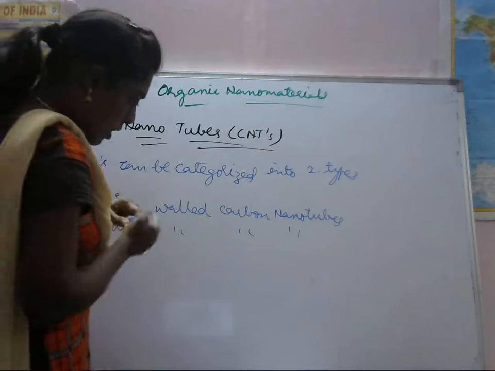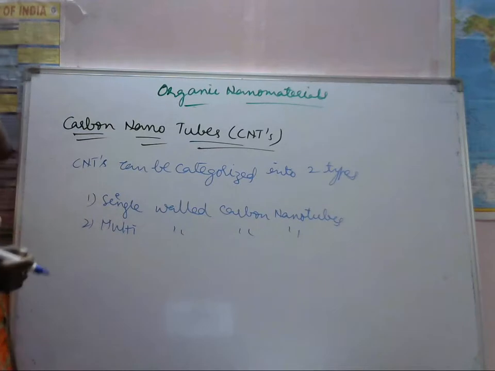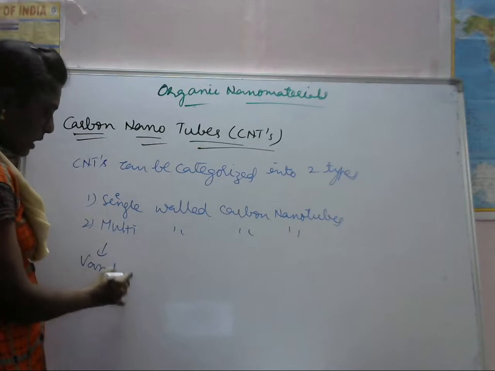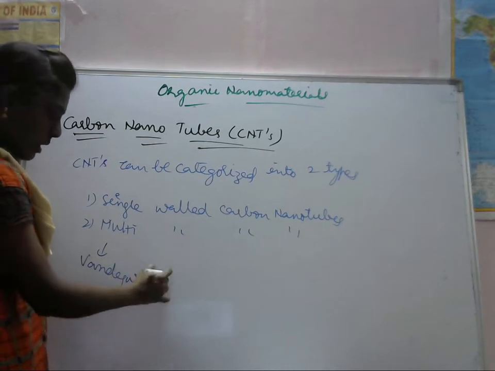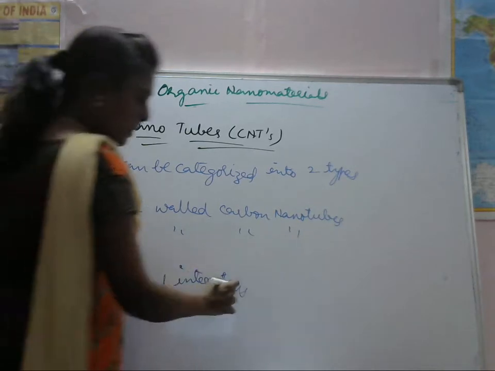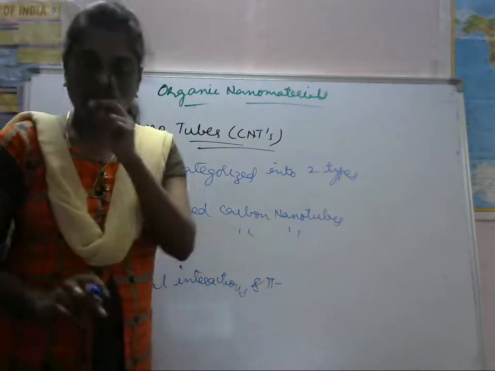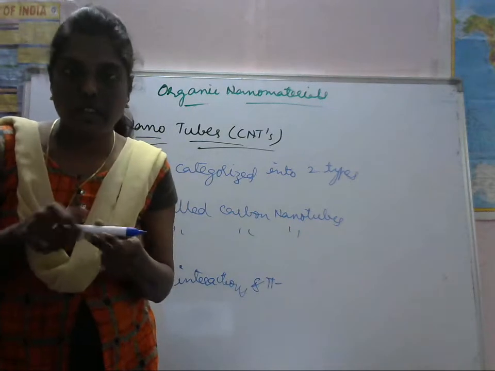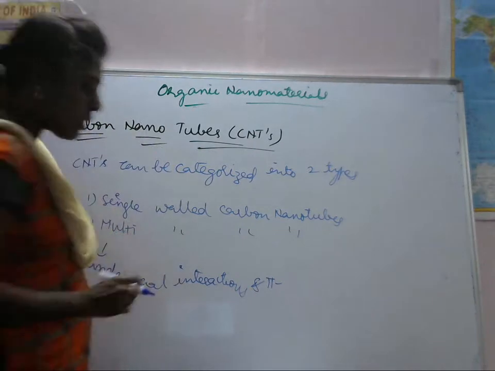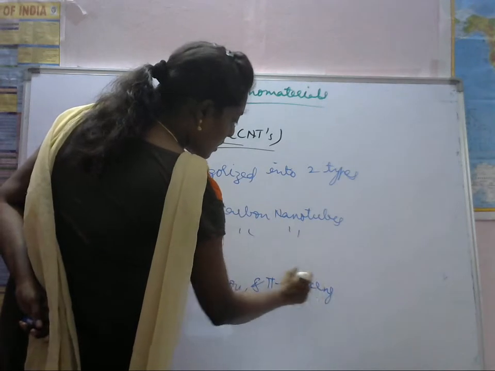If you place another wall in this one, then it is called a multi-walled carbon nanotube. In multi-walled nanotubes, van der Waals interactions and pi stacking interactions are present, because so many walls and layers are there. Between these walls there are van der Waals interactions and pi stacking interactions.